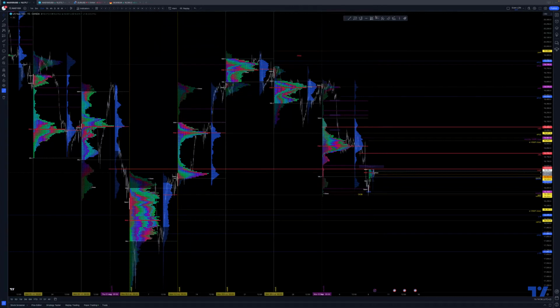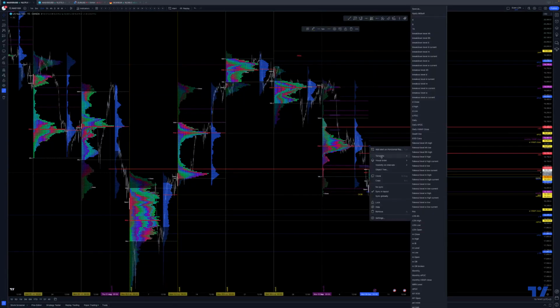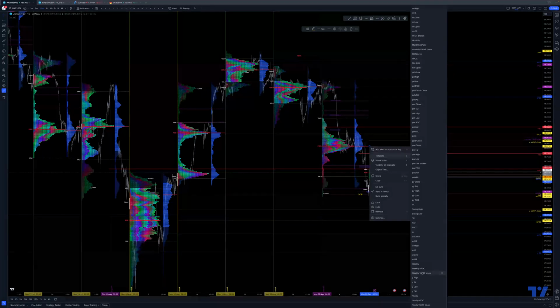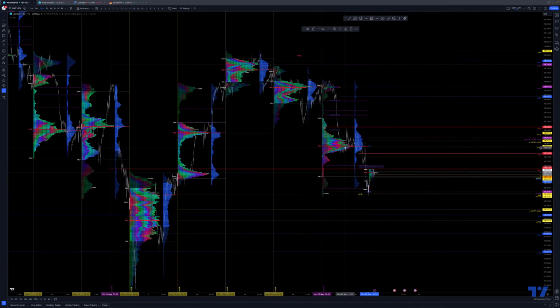Then, not marked yet, we have a weekly naked point of control right here. Let's mark this together. Here, weekly naked point of control. That's a level that was not visited again after leaving the time frame. So we might expect a reaction there. It's at the moment not relevant because we are still in breakdown and far down. So we don't look at that really.